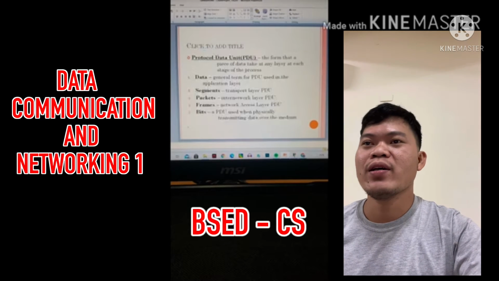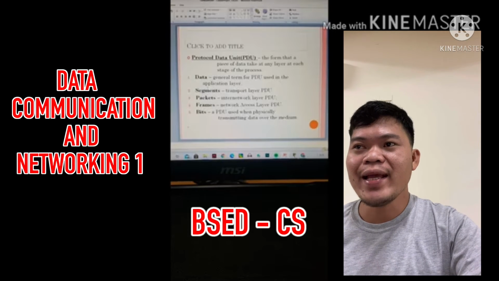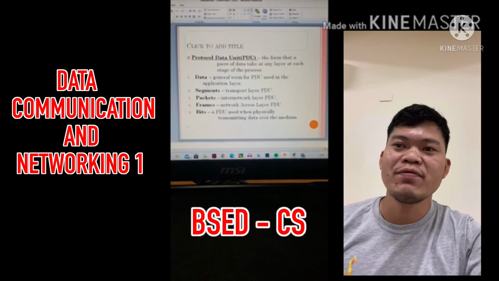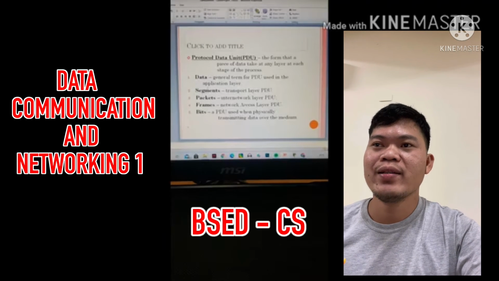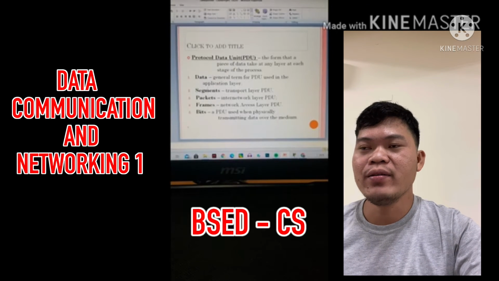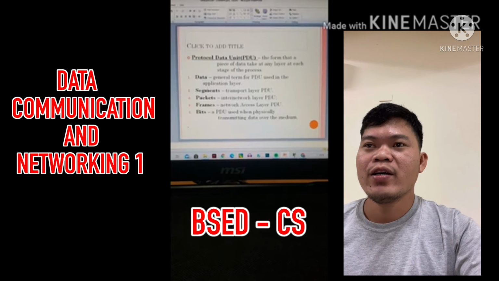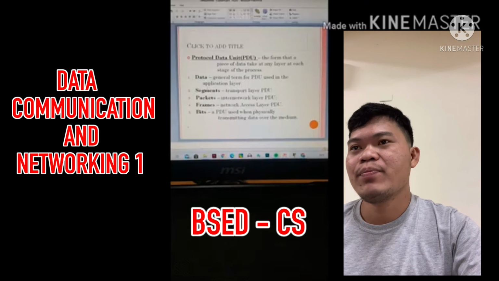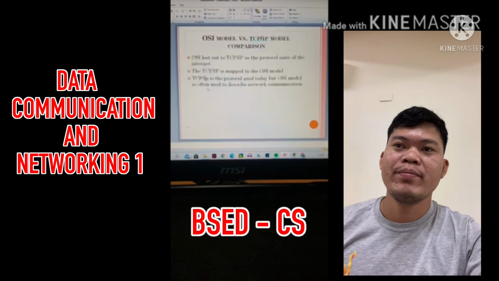So what do we mean by protocol data unit, or PDU? It is the form that a piece of data takes at any layer at each stage of the process. So we have data, segments, packets, frames, and bits. Data is a general term for PDU used in the application layer. The segment is the PDU used in the transport layer. Packets are the PDU in the internet layer. Frames are the PDU in the network access layer. And bits are the PDU used when physically transmitting data over a medium.